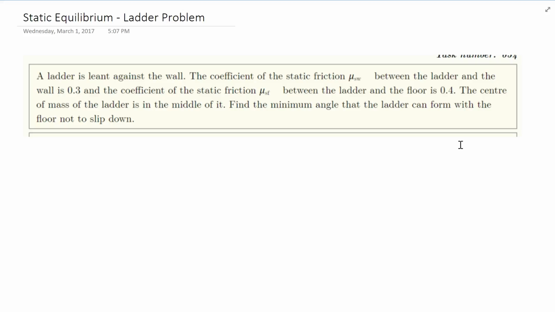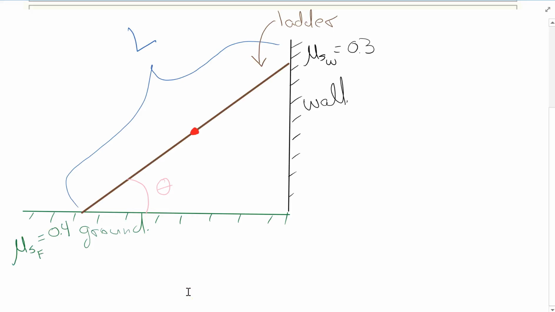So the first thing we should do is draw a picture of our system, and then we're going to label the forces acting on it. So I'll have a picture drawn right now. All right, so I've drawn the picture. We see down here near the bottom, the ground. Over here, we've got the wall. The brown thing leaning is the ladder. This is like a side view.